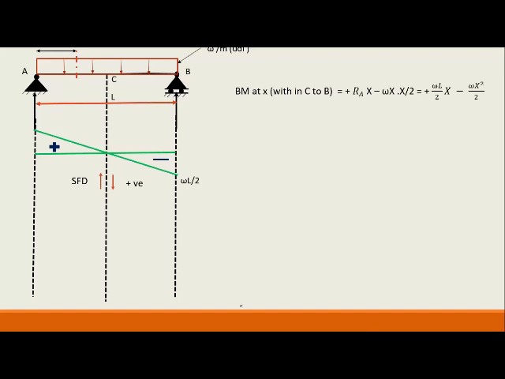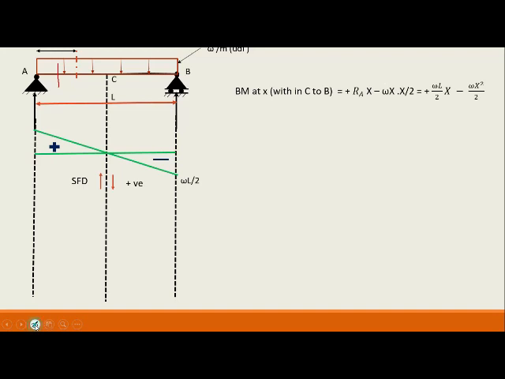Ra is the load and the perpendicular distance is x. For the UDL, the load intensity is omega, and the total load will be omega into x. The CG distance from the center of this portion up to A is x by 2, because the CG of a rectangle always remains at the center. If the distance is x, the CG will be at x by 2.